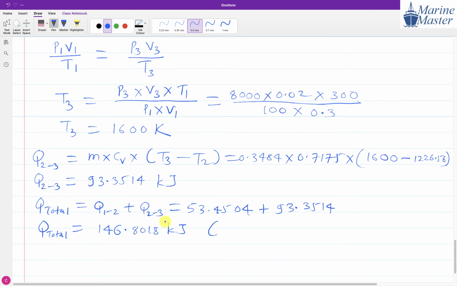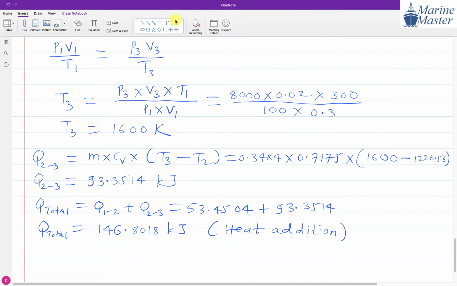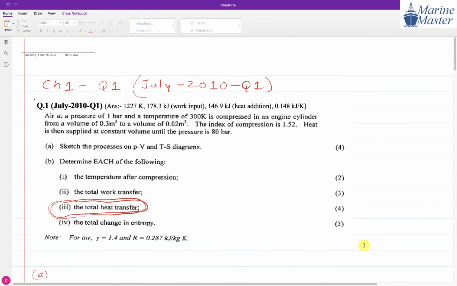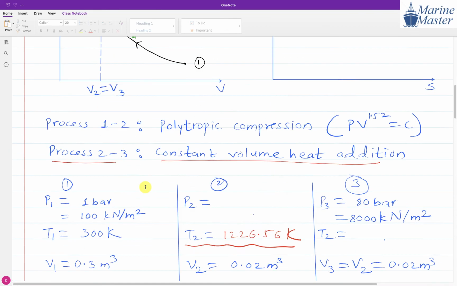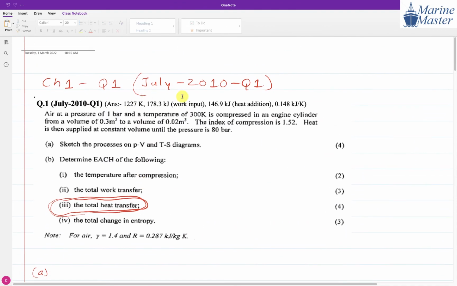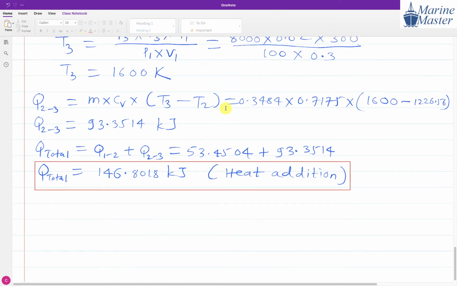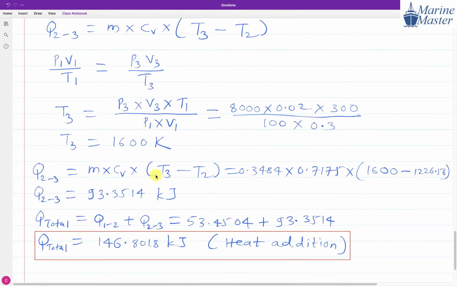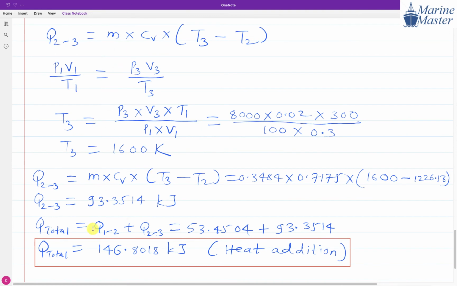So in brackets here we will write down heat addition. This is our answer of B's third part, which asks for total heat transfer. How much did we get? 146.8018. It is approximately matching, and it is heat addition. Up to this step we have already written. So before going further, please everyone start writing down the discussion from this point, P1 V1.